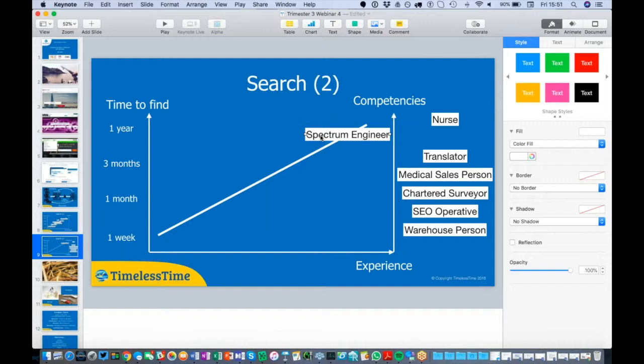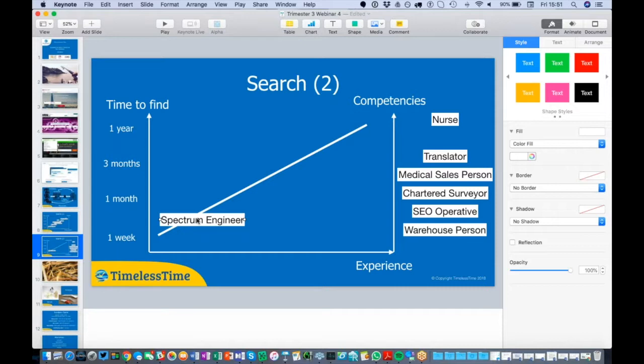So a slight twist to that, although it's a very high competency, very scarce skills. In fact, it can be quite quick to fill simply because there are few of them and you know who they are. However, coming back to this, the higher the competencies, clearly if we are looking for a spectrum engineer and we're happy to accept a trainee, then the time to find is quite modest.